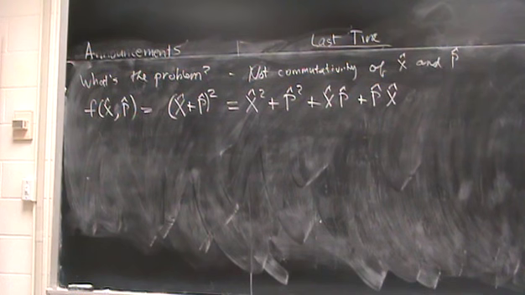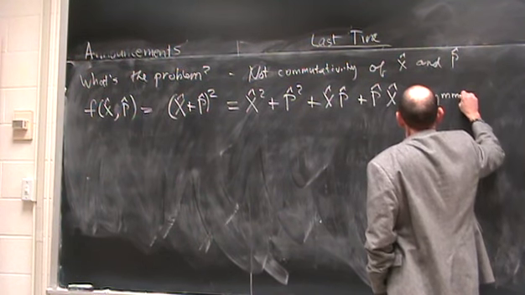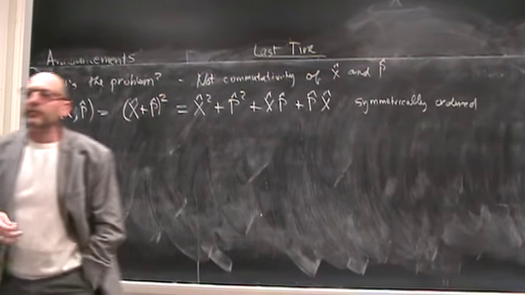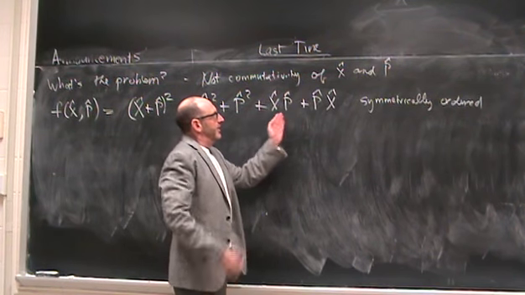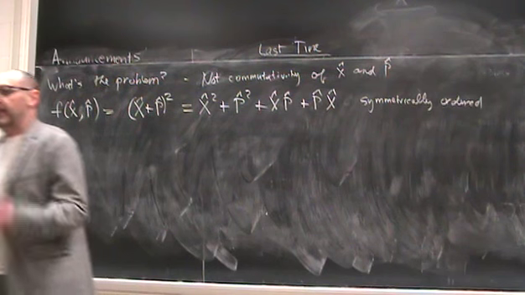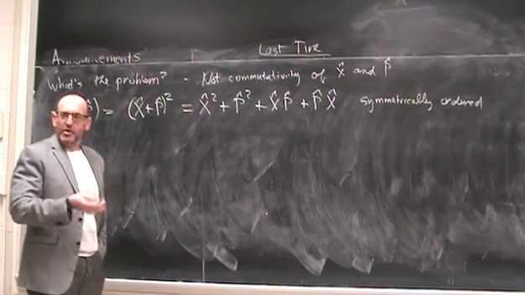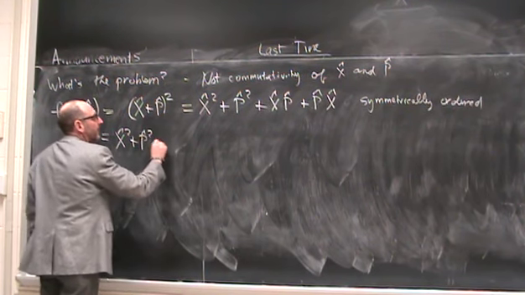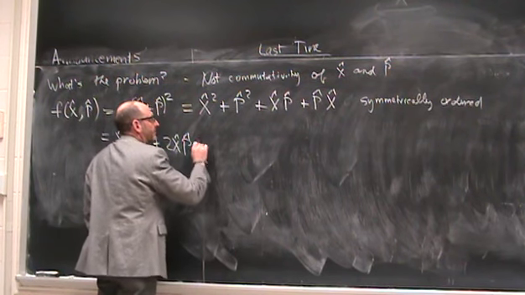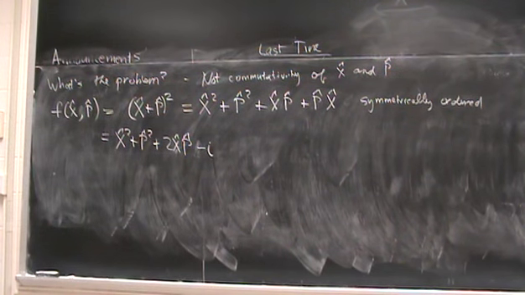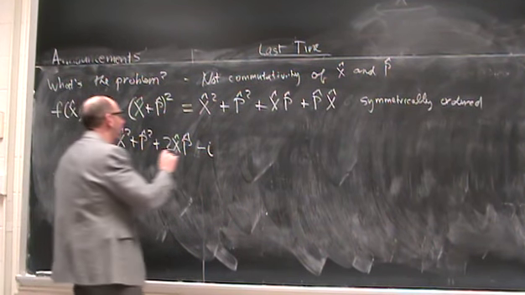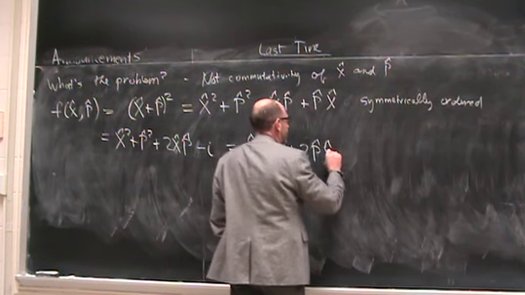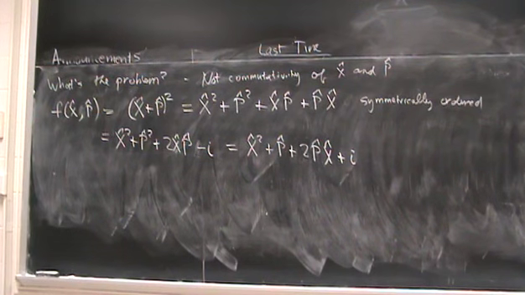So the way I've written this is explicitly symmetrically ordered. That's to say, every term that has an X on the left and a P on the right, there's another term with equal weighting that has them in the opposite order. Okay? Of course, I could commute things around and write it in a slightly different manner. I can write this as X squared plus P squared plus 2XP minus I. Right? I could do that. Those two things are equal. Or I could write it as X squared plus P squared plus 2PX plus I. All of those are equal, right?